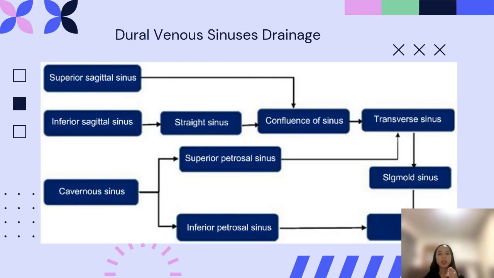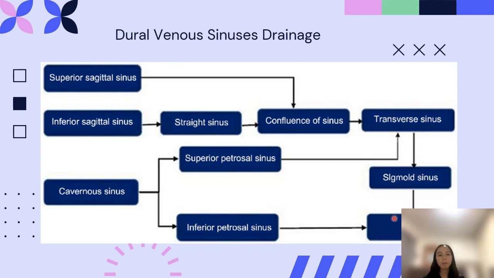So it was mentioned earlier that these sinuses drain into the IJV. So I will just show you the pathway of its drainage on how they reach the IJV. So, this superior sagittal sinus drains directly to the confluence of sinuses. Unlike the inferior sagittal sinus, which drains first to the straight sinus before the confluence of sinuses. And this confluence of sinuses drains into the transverse sinus, then to the sigmoid sinus, and then to the IJV.